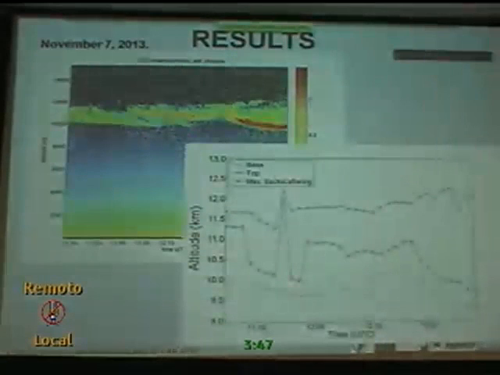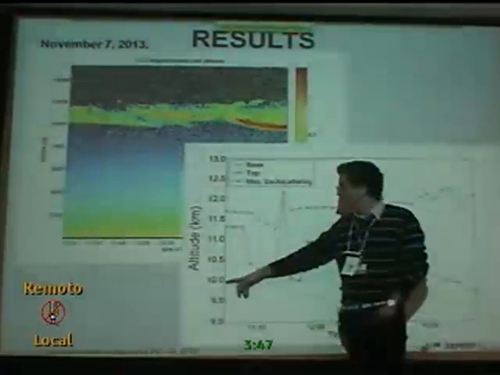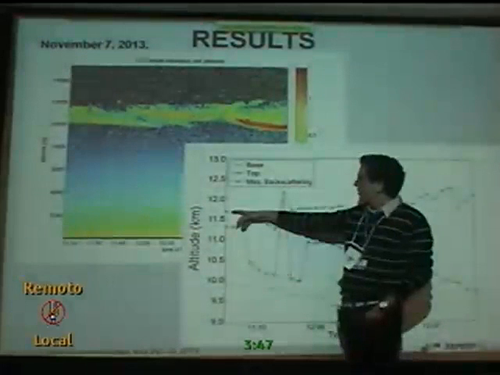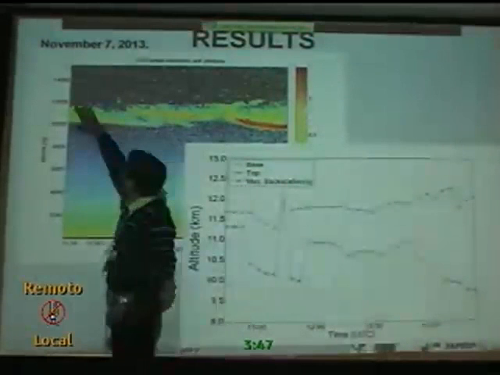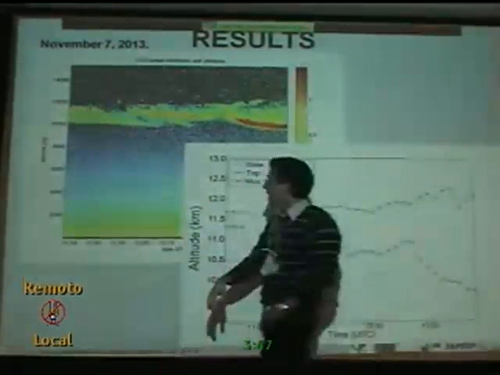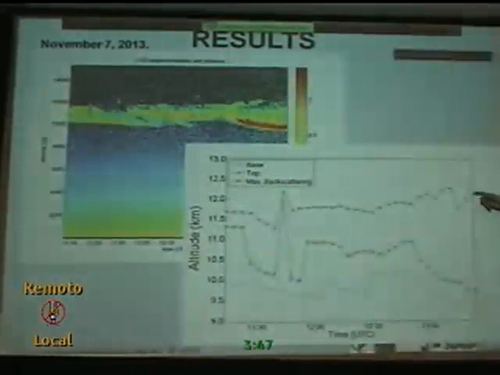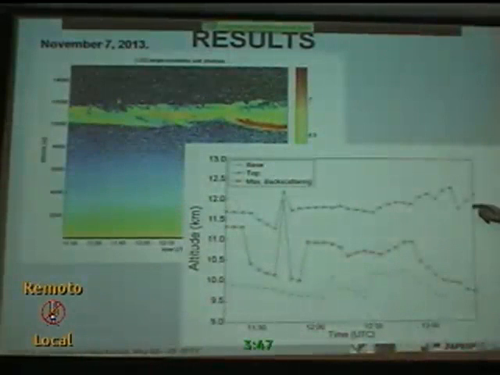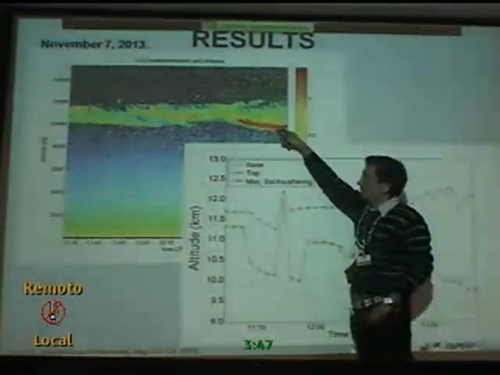And the algorithm does work. So if you look at this part, it's detecting the cloud base at 10, a cloud top somewhere at 11.7. So it's corresponding to this part. And at the end, we also detect the base and the top of the cirrus clouds. And the red curve just indicates the height where the strongest signal is coming back.